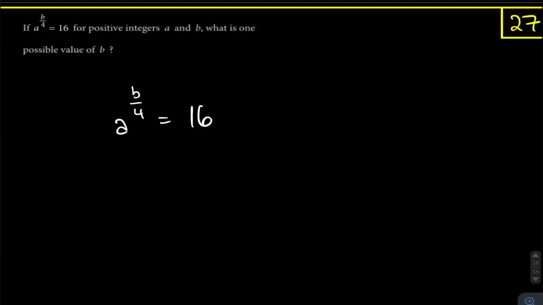So here's the deal. With this, it's really just guessing a value of b that could work here. Just guessing a scenario in which this thing could equal 16. And the thing is, we want positive integers. We're looking for whole numbers. We're looking for 2, 3, 4, 5, whatever.